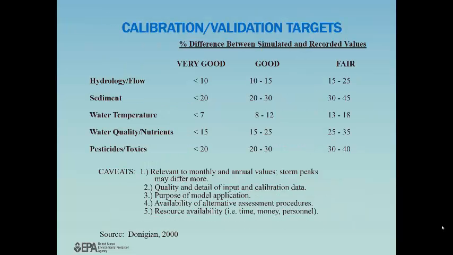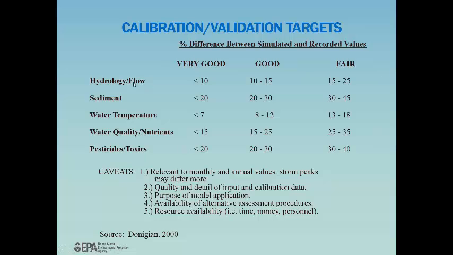Here's some general guidance. Users always ask us, well, how do we know we have a good calibration or a poor one? So we put together this slide many years ago, I guess going on 16 years or so since it was first published as part of BASINS workshops we were giving. But these are differences in monthly and annual values. We'd expect storm differences may be somewhat higher. It also depends on the quality and detail of the input and calibration data, why you're doing the model, what other assessment procedures you have, and how much time and money you have to do it.